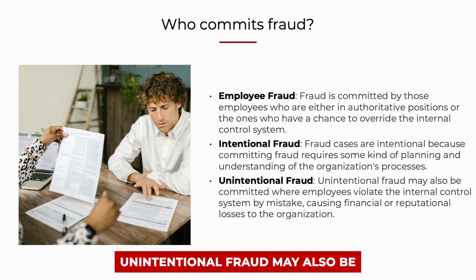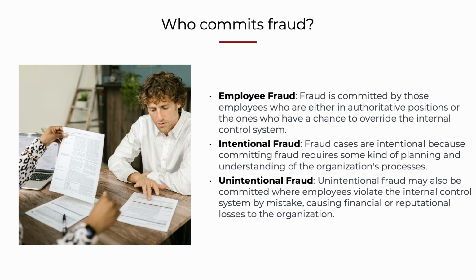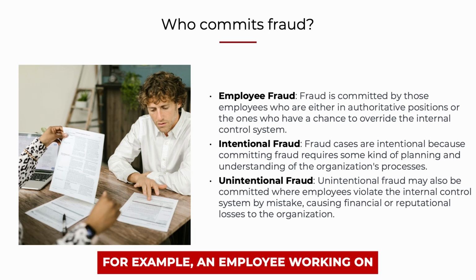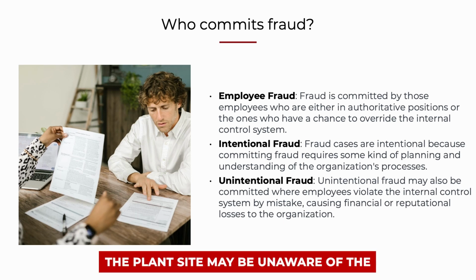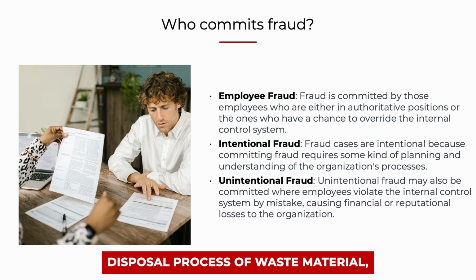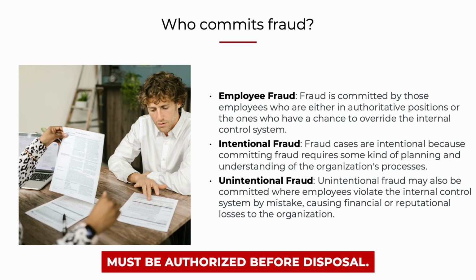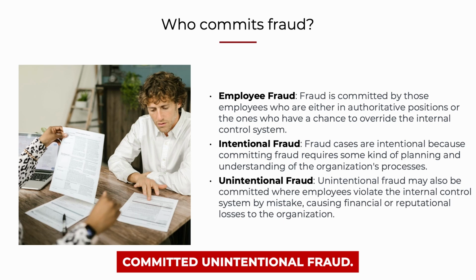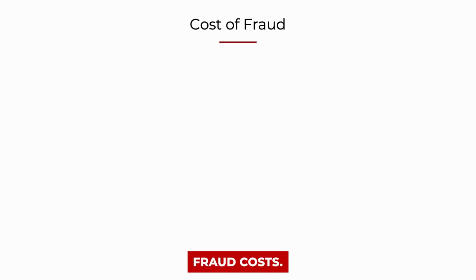Unintentional fraud may also be committed where employees violate the internal control system by mistake, causing financial or reputational losses to the organization. For example, an employee working on the plant site may be unaware of the disposal process of waste material, where the scrap or waste material must be authorized before disposal. If the employee disposes of the waste or scrap without knowing about the requirements of authorization, then the employee has committed unintentional fraud.